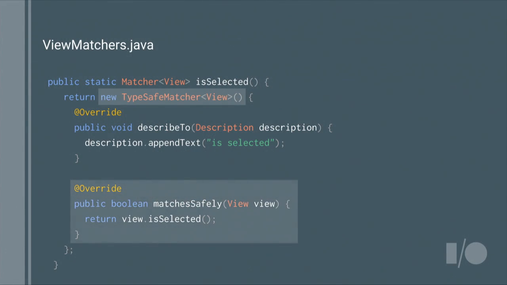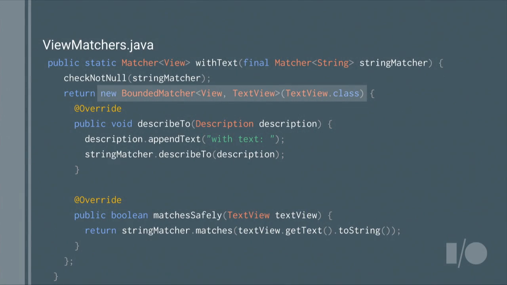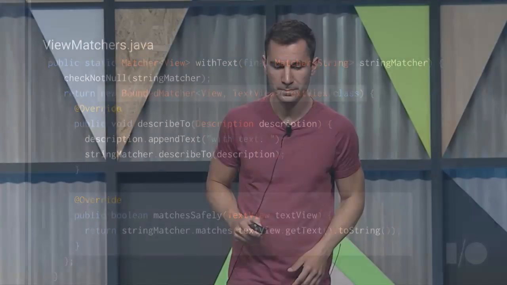For the simplest matchers, you want to just extend the type-safe matcher that will work only on views. You don't have to do casting and things like that. And if you want to filter out just certain types of views, just subclasses of certain views, use the bounded matcher. Again, you will not have to do the filtering or the casting in matches safely. You will just get the views of the type that you care about.